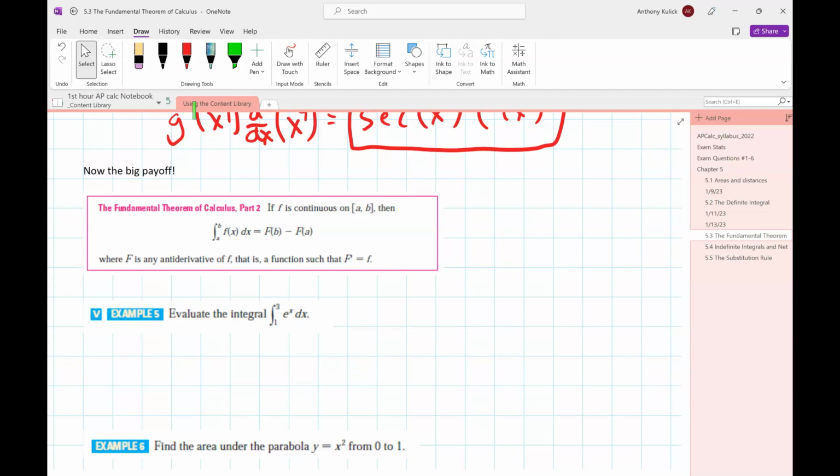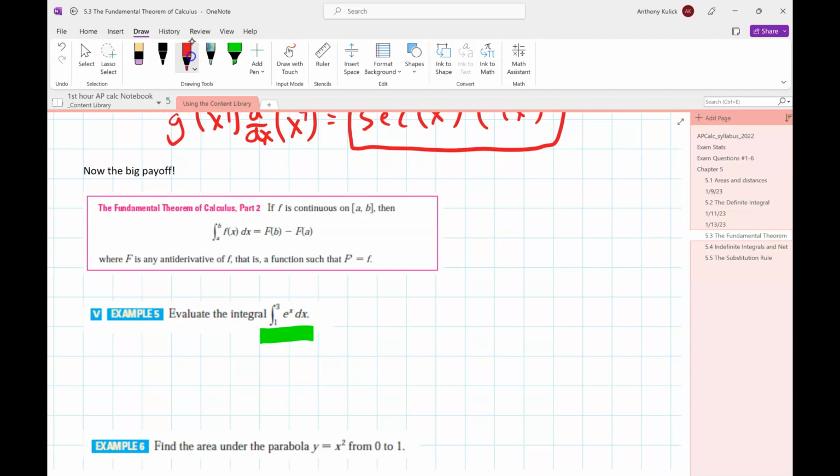So this is saying that to calculate this integral from a to b, this definite integral, all I need to do is figure out the antiderivative of the function, plug in b into that antiderivative, and subtract the antiderivative evaluated at a. And I'm done. No more limits, no more sums, just using the antiderivative.